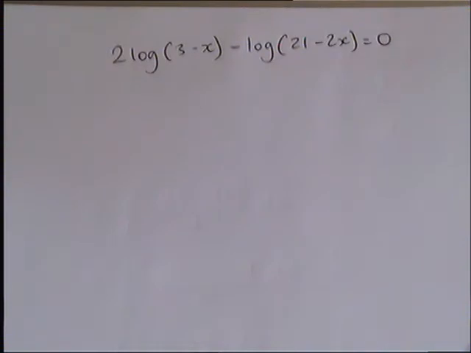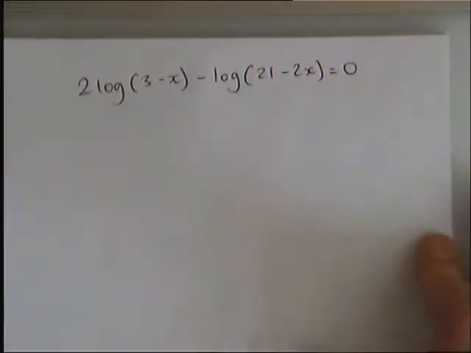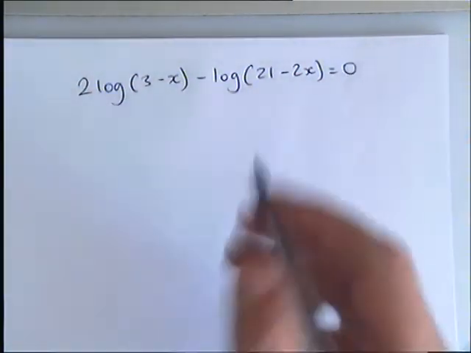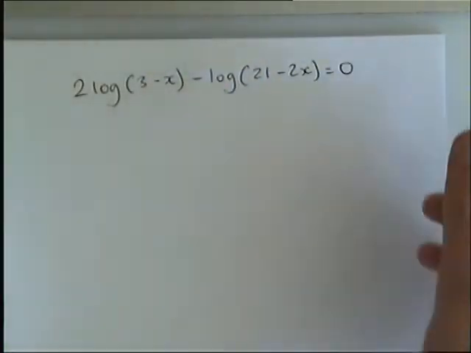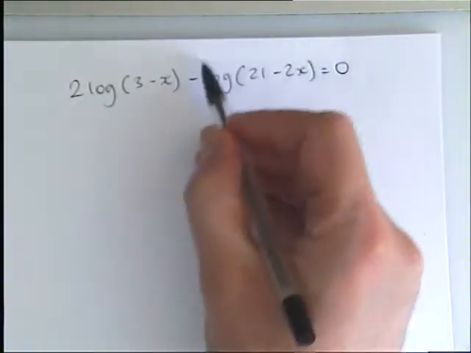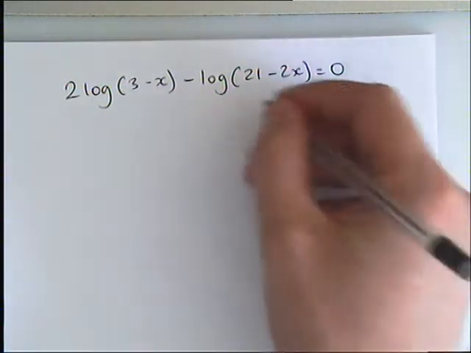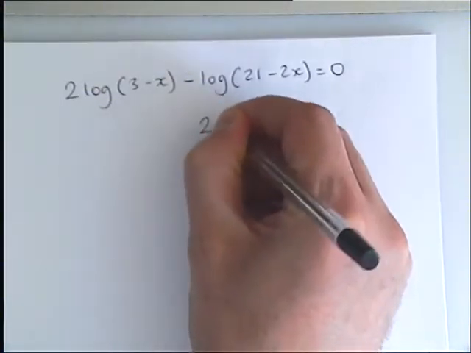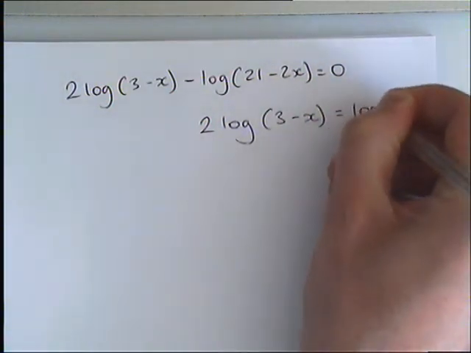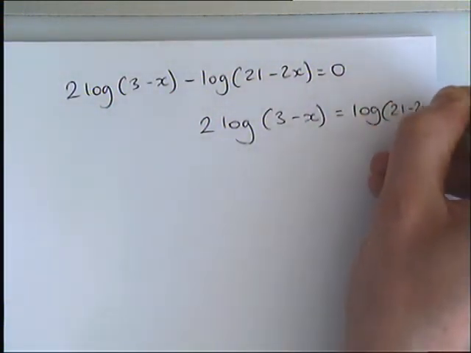So what can we do here? Well, some people attempted to do 10 to the power of both sides at the first stage. I think that's a little trickier than what we want to do. So I'm going to add that log to both sides, so take it over to the other side. So we get 2 log (3 minus x) equals log (21 minus 2x).